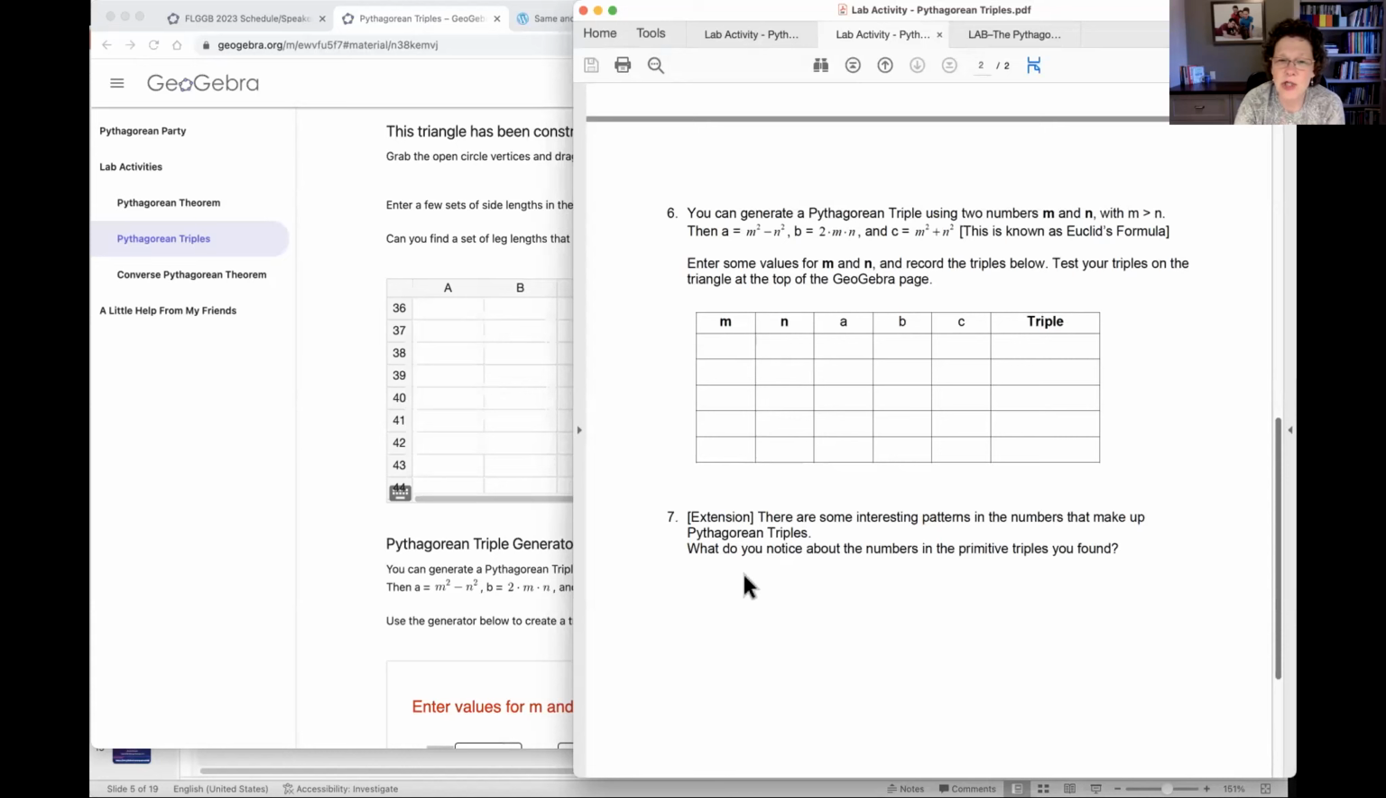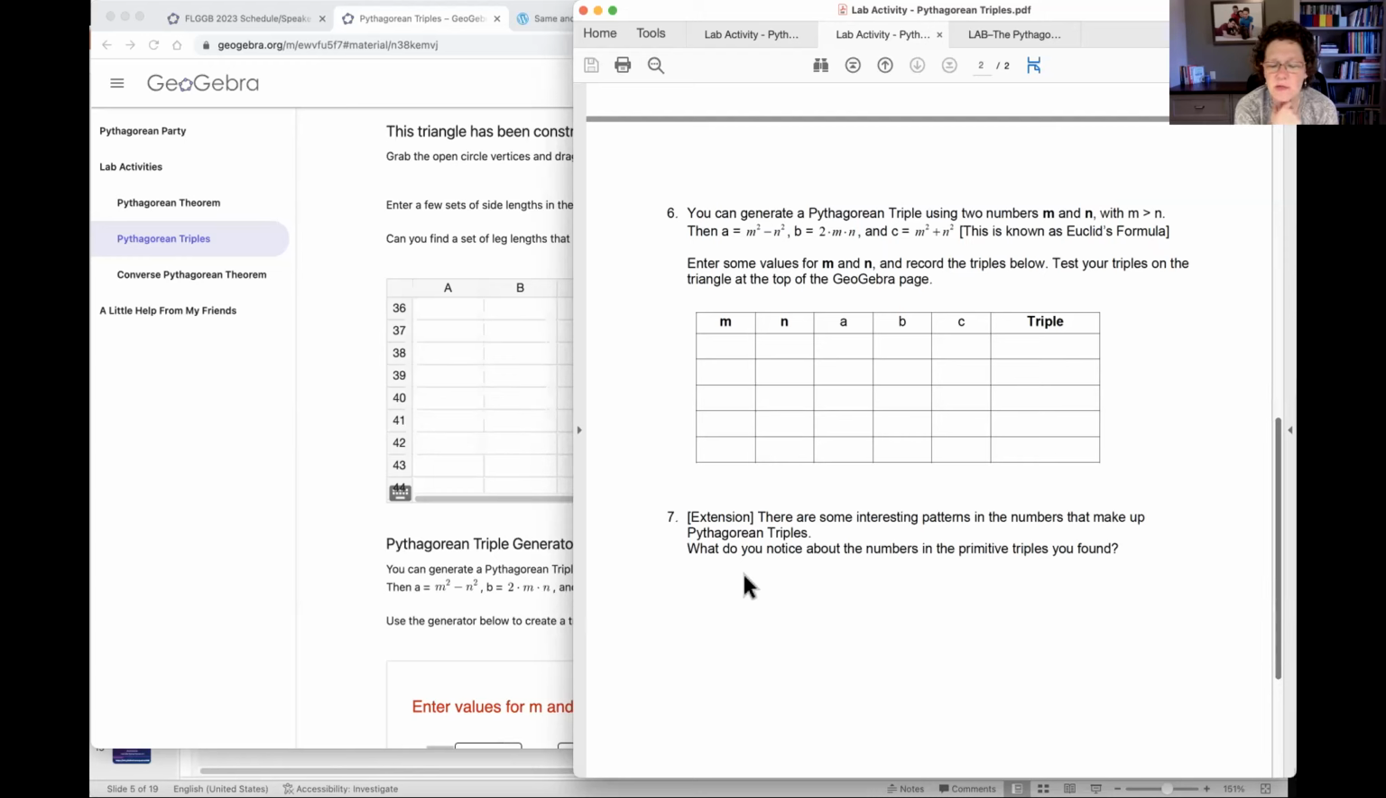There's also an extension in my PDF. I've found whenever I have students working with technology, there's always students who are working more quickly than others. So I try when I can to include an extension for fast finishers or students who want to explore more.